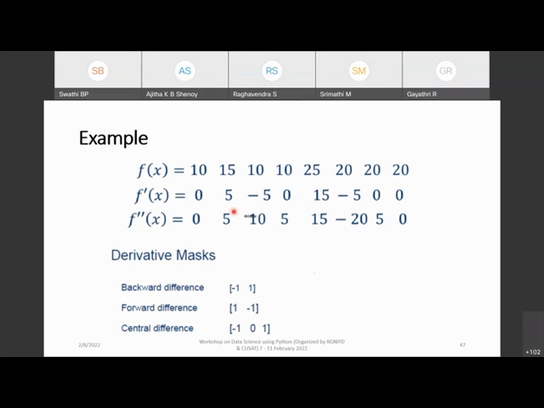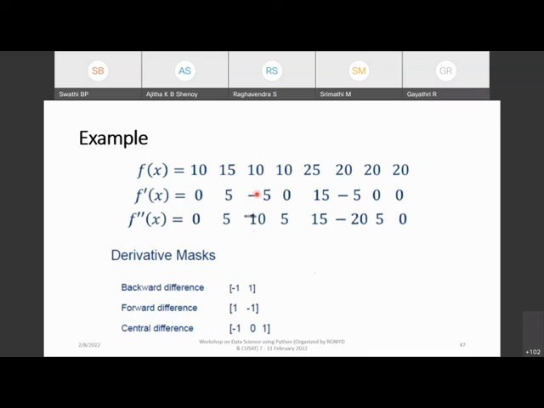So, example, suppose you want to find f dash x. Suppose I am using backward difference. Here there is nothing before 10, so I cannot find the difference for 10. The derivative of 10 will be 0 only, because there is no backward value. For 15, there is a previous value, so I can take 15 minus 10, that is equal to 5. So this is the differentiation of 15.